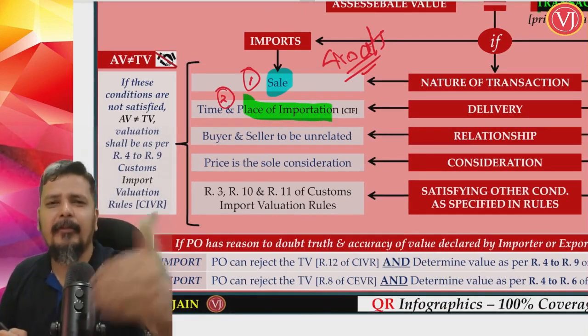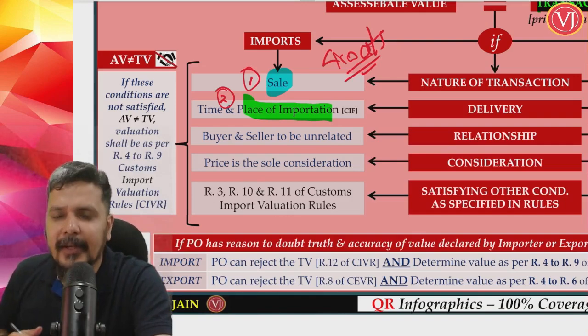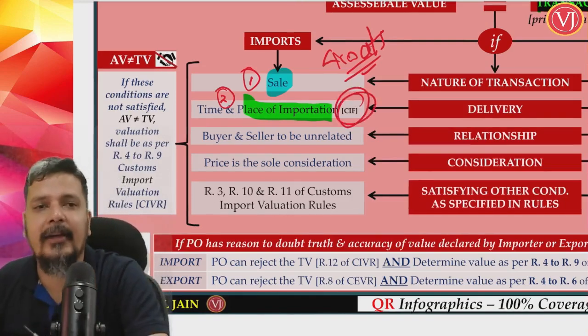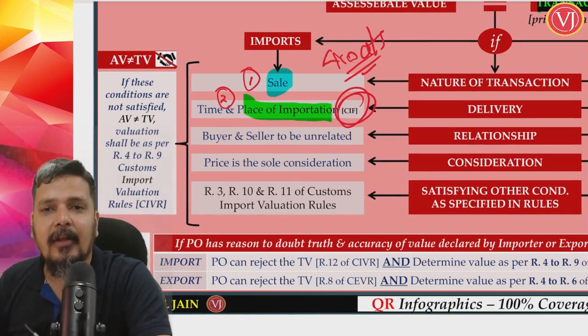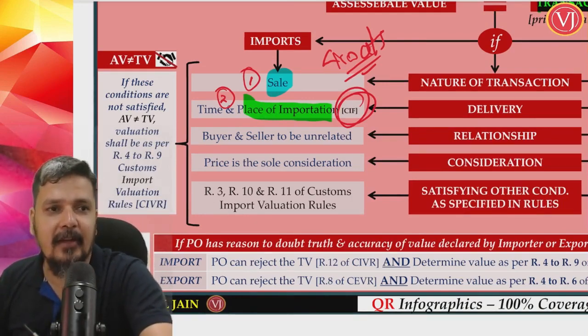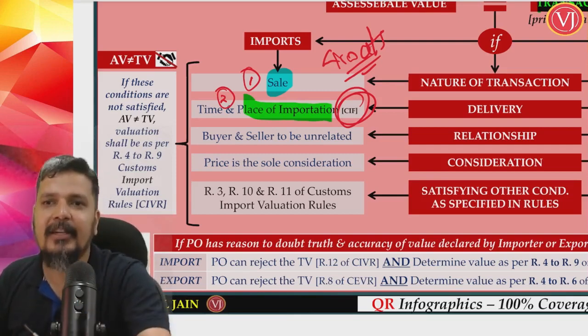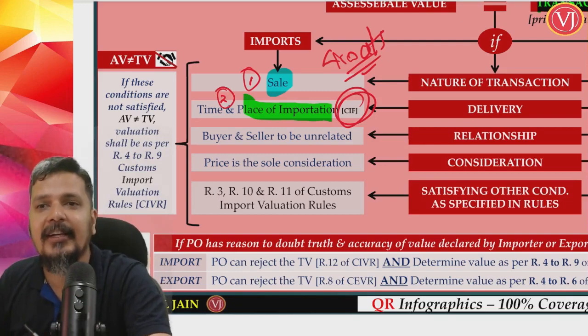At the time of import, where is the place of importation? India. And because of this, your imports are always valued at CIF: cost plus insurance plus freight, because delivery should be at the place of importation, India. Cost when the goods are sent from outside India, plus insurance and freight when the goods are touching India.